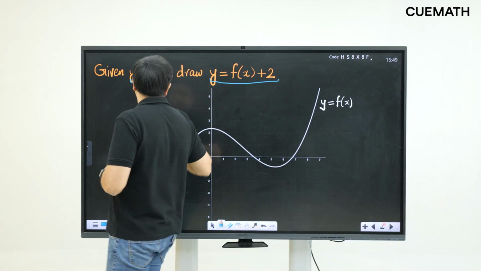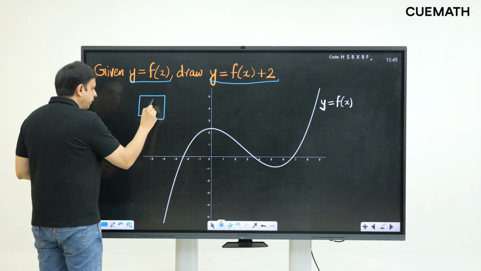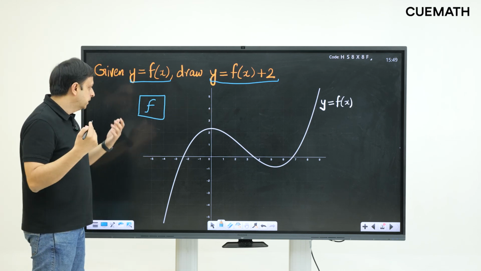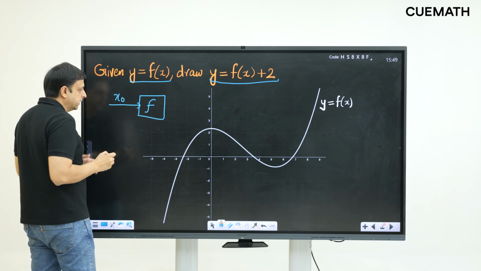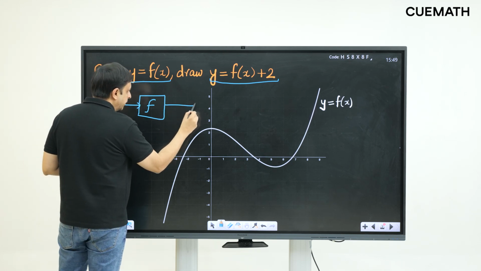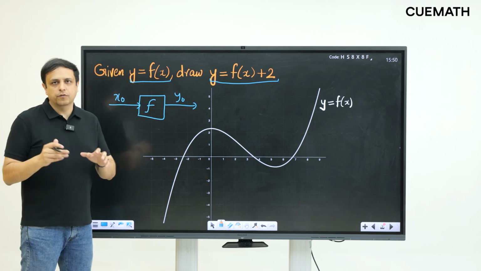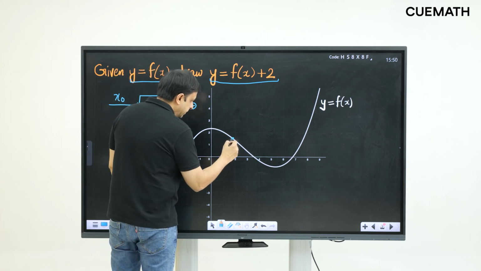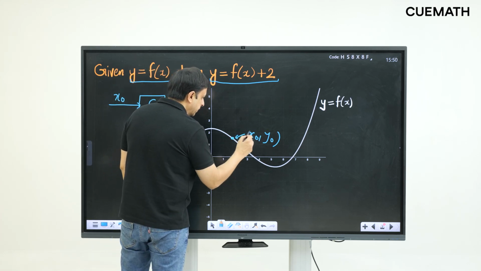So, think of this original function f of x as a machine f into which you put in some input and you get some output. Let us say that for some input x naught, the output that this machine produces is y naught, and therefore x naught comma y naught will be some point on the graph of this function. Let us say it is this point over here.